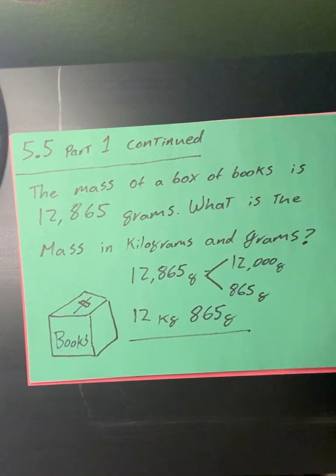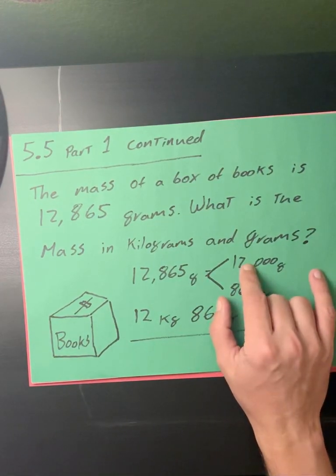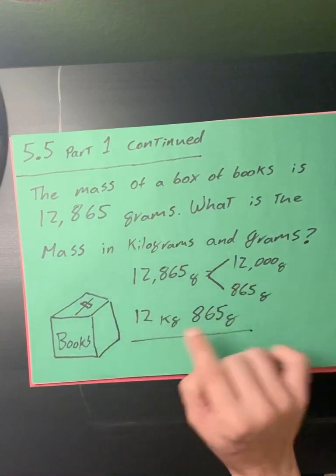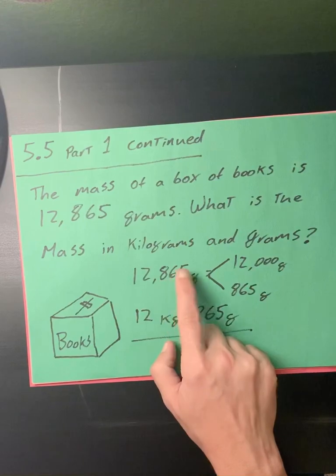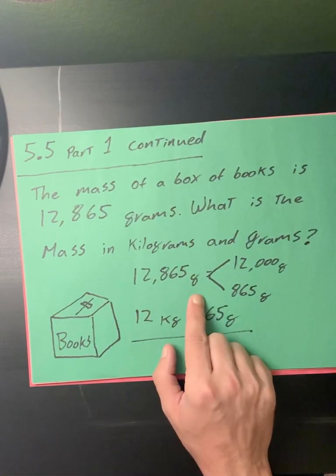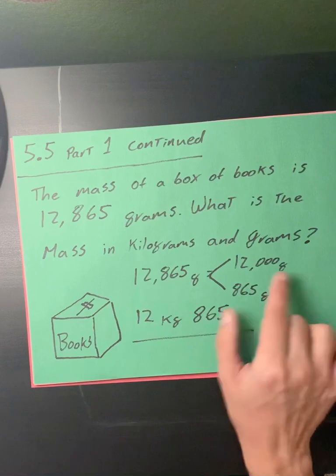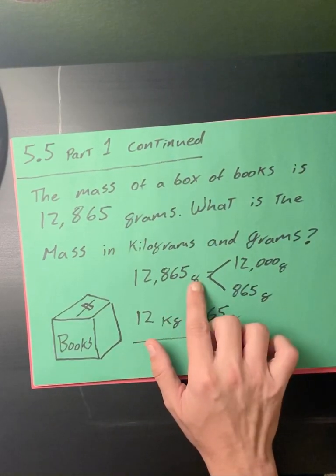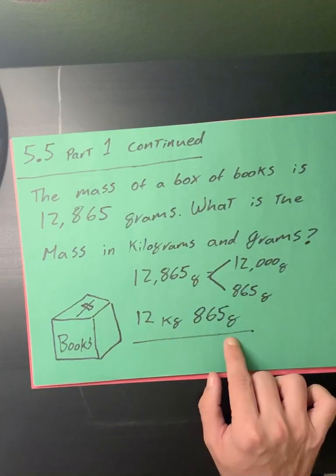Second example for 5.5 part 1, the mass of a box of books is 12,865 grams. What is the mass in kilograms and grams? Just like we did with kilometers and meters, anything that's above 1,000 will convert to our kilograms. Our hundreds, tens, and ones place will stay as grams. So my 12,000 grams becomes 12 kilograms with 865 grams left over.